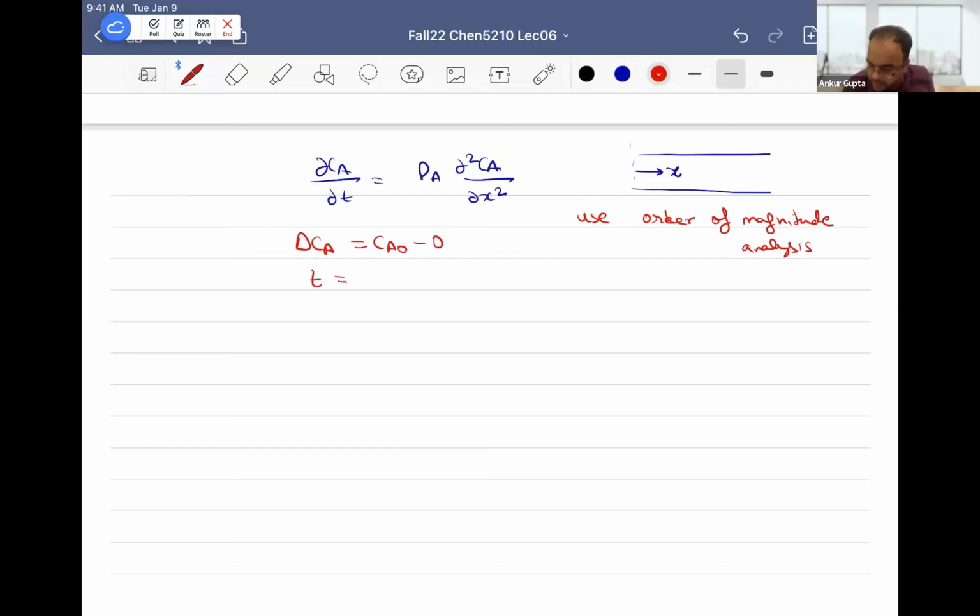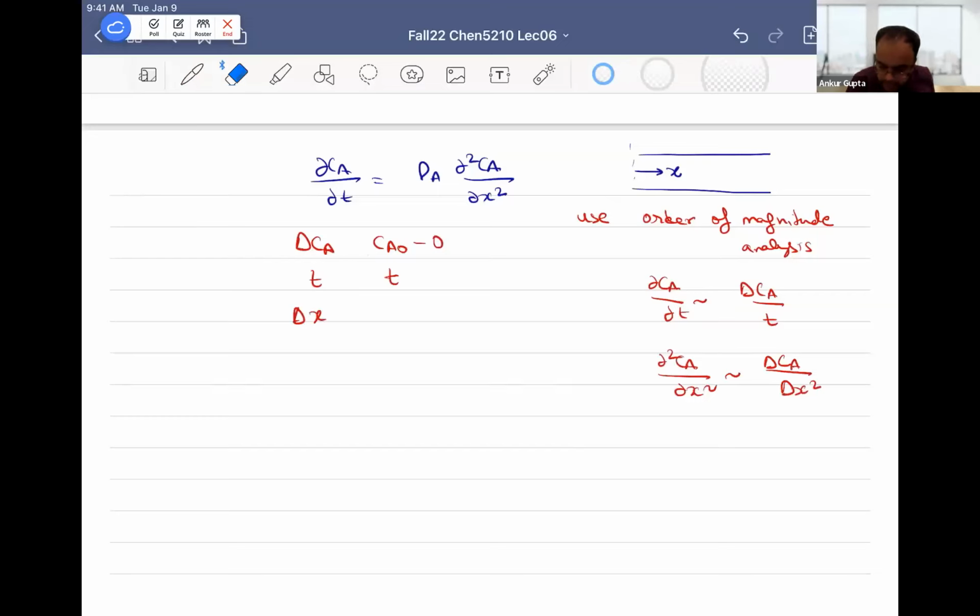So remember that del CA by del T. I think I discussed this last class as well, but just to emphasize, don't forget this. This is how we will use the order of magnitude analysis: define the derivatives as delta CA by delta time, and delta time is simply T, because the time difference is always going to be time. The second derivative is delta CA by delta X square. So time is time, and delta X. Don't forget this similarity symbol.